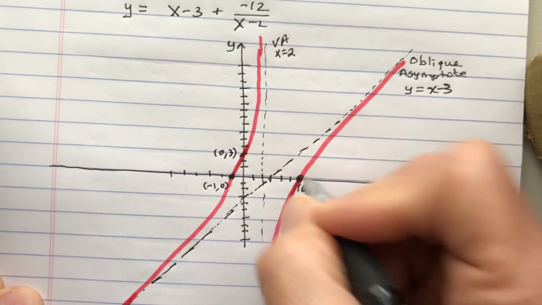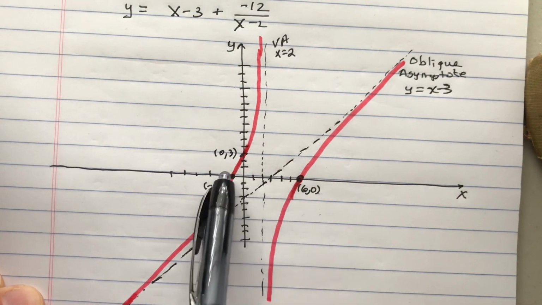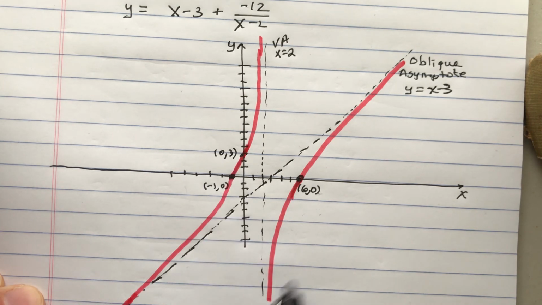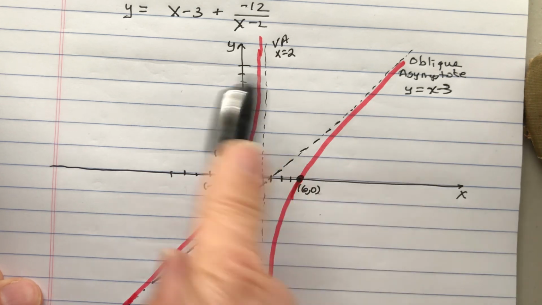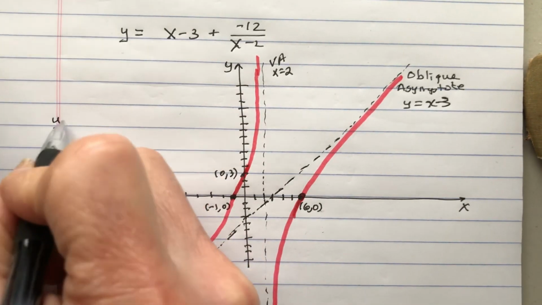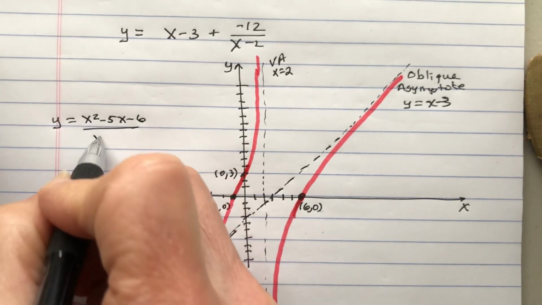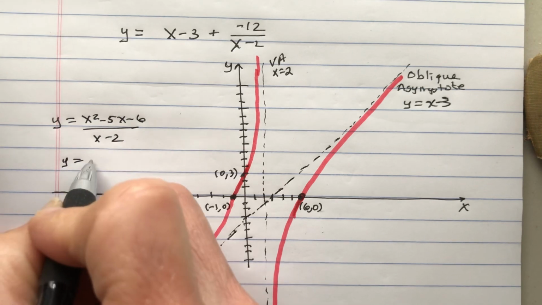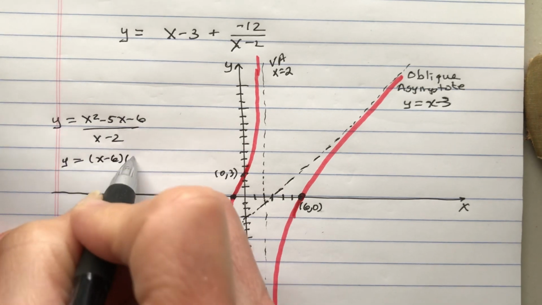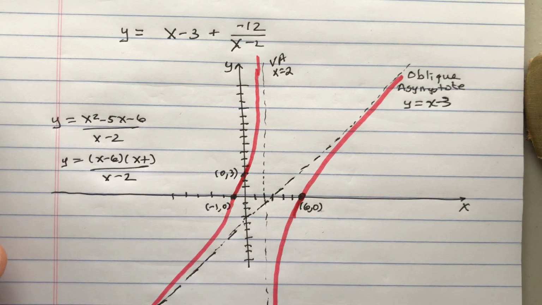So what do I think is good to label? It's good to label the asymptotes, the zeros or x-intercepts, and the y-intercept, and here we have the oblique asymptote, and then label x and y. And I'll just write our function one more time. That's y equals x squared minus 5x minus 6 over x minus 2, which is the same as x minus 6 times x plus 1 over x minus 2. Alrighty.